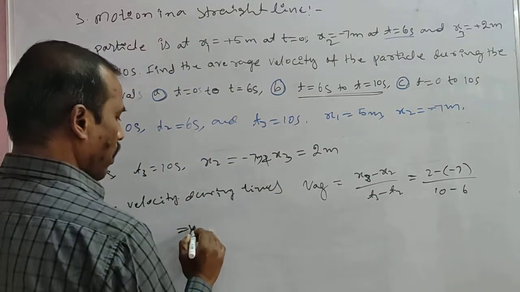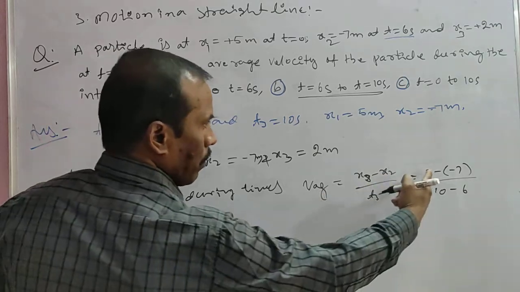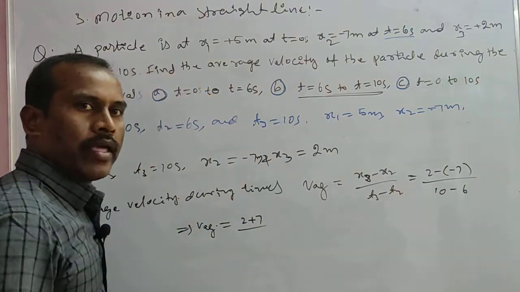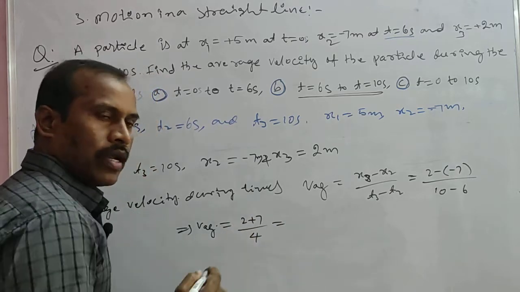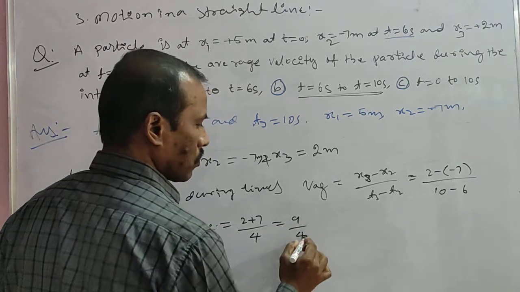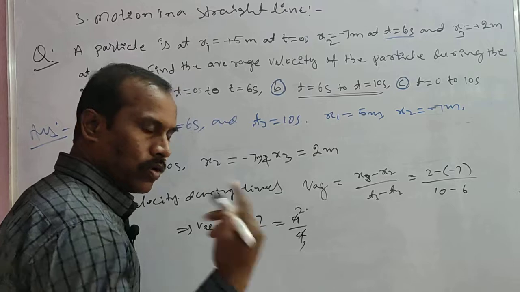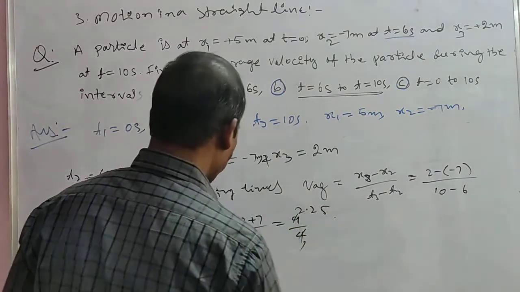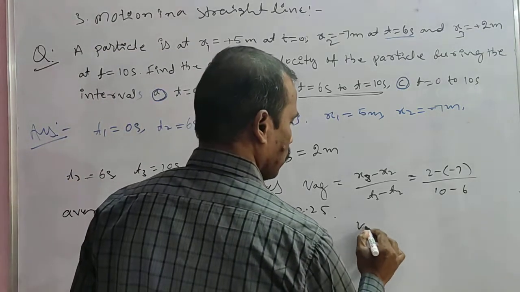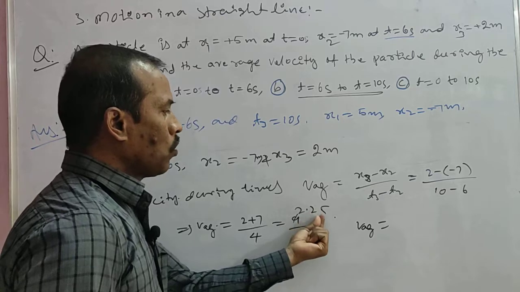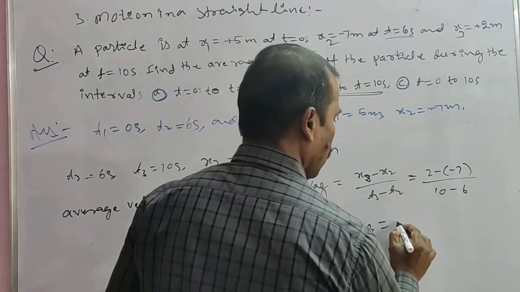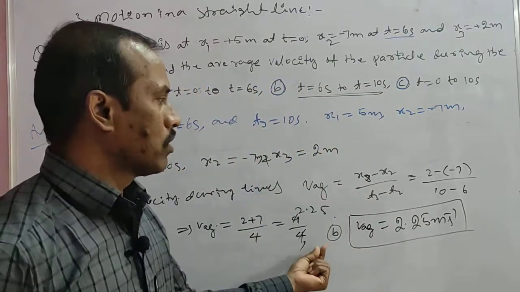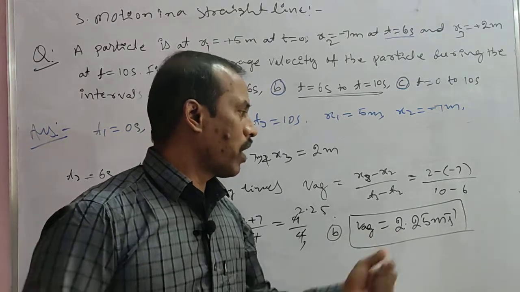Now simplifying: minus into minus is plus, so average velocity is equal to 2 plus 7 by 10 minus 6, that is 4. So 2 plus 7 is 9 by 4, which gives 2.25. So the second average velocity is equal to 2.25 meter per second. This is the answer of option B.